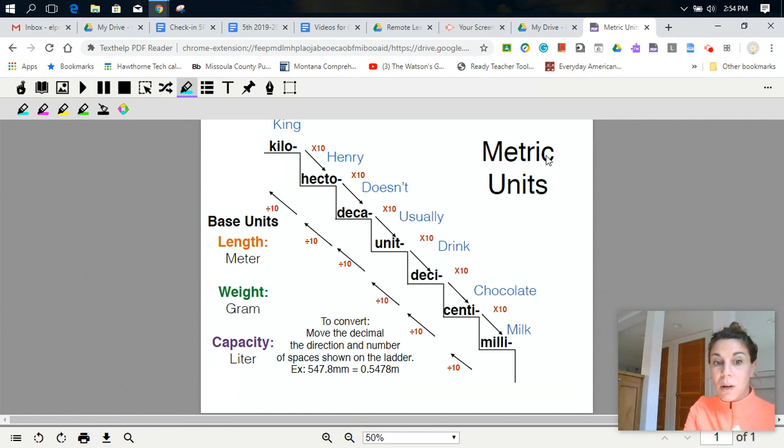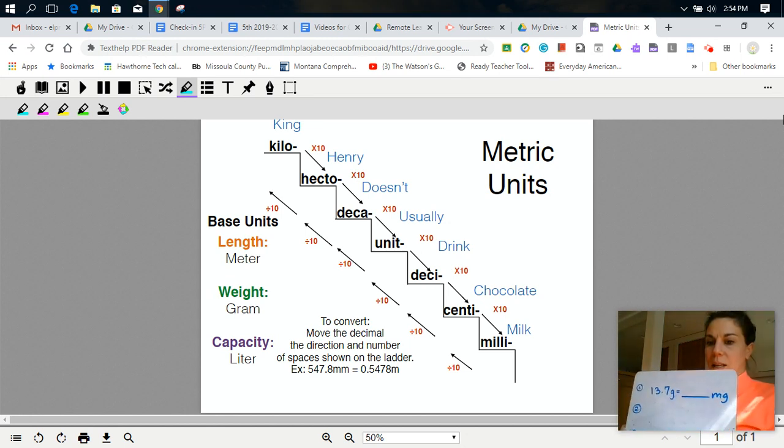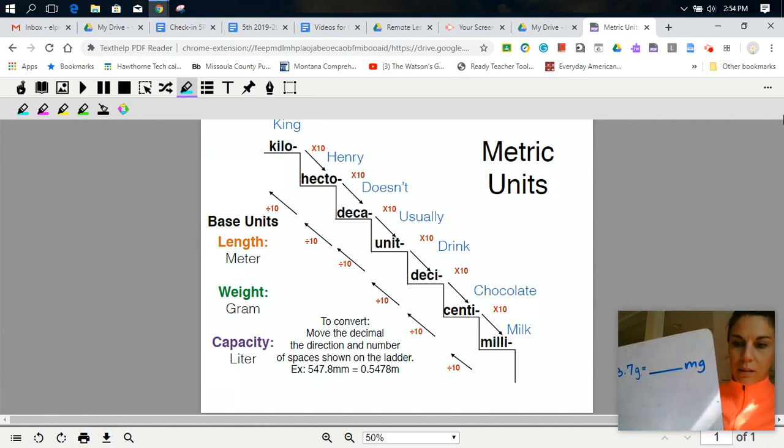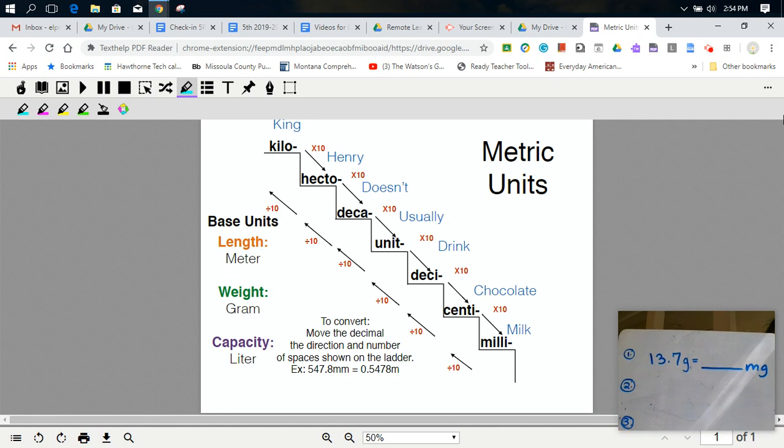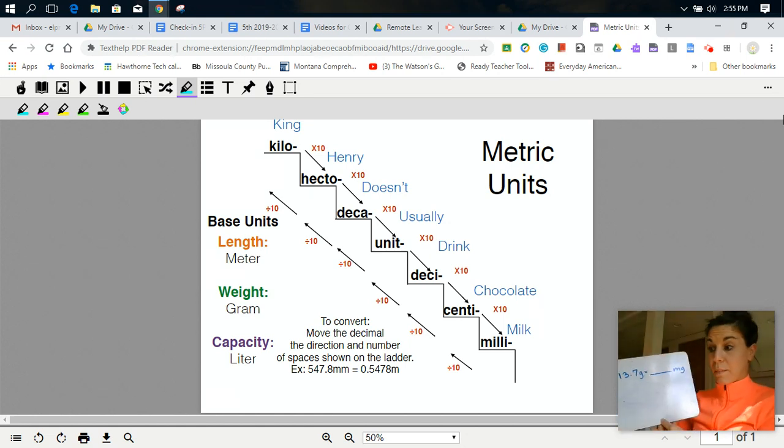What we're going to do again, this time, all we're going to be working on is grams. So that'll be like kilogram, gram, milligram. It's going to be the same kind of technique. Instead of writing on there, because that's kind of hard, I'm going to give you an example here. We're going to do 13 7/10 of a gram into how many milligrams?